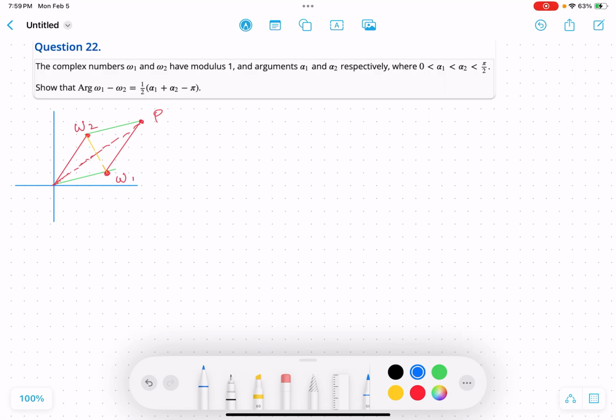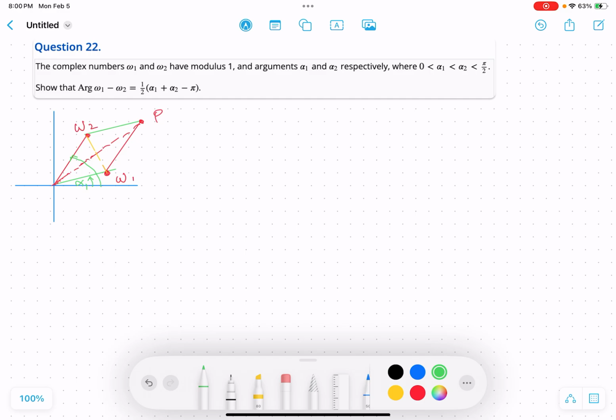All right, so you can see in the diagram I've drawn the complex numbers, we'll call them omega, but we'll say W1 and W2. They both have a modulus of 1, and their arguments are alpha 1 and alpha 2. So that would be alpha 1 up to there, and alpha 2 is all the way up to there.